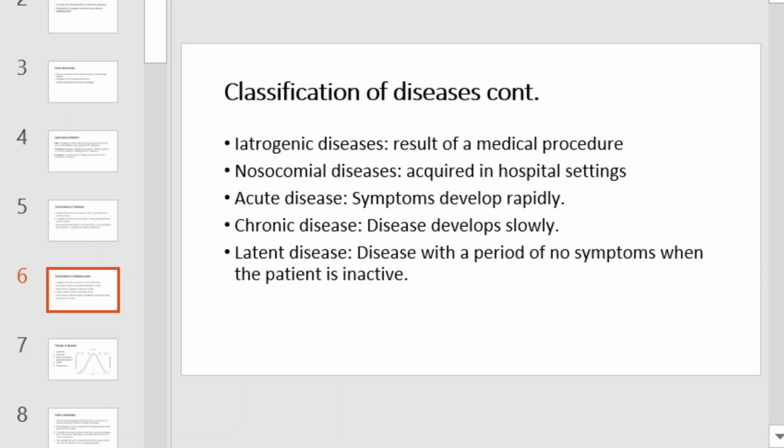Iatrogenic disease is a disease resulting from a medical procedure. Nosocomial diseases are diseases acquired in hospital settings. Acute diseases are those where symptoms develop rapidly, while chronic diseases have symptoms that develop slowly. A latent disease is a disease with a period of no symptoms when the pathogen may be inactive or dormant.